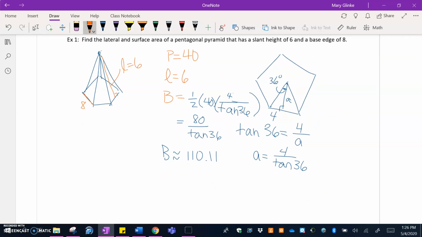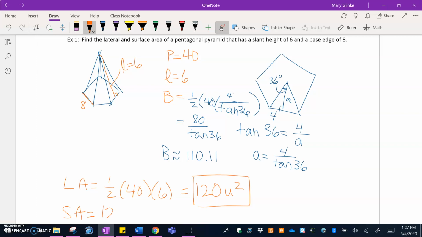It's just a numbers game now where we plug everything in. For our lateral area, we'll think back to that formula: 1/2 the perimeter of the base times the slant height. So our lateral area here is 120 units squared. Our total surface area is going to be what we just got with the last one, 1/2 the perimeter times the slant height, plus the area of the base, which we have stored from up here. So this is going to be approximately 230.11 units squared.